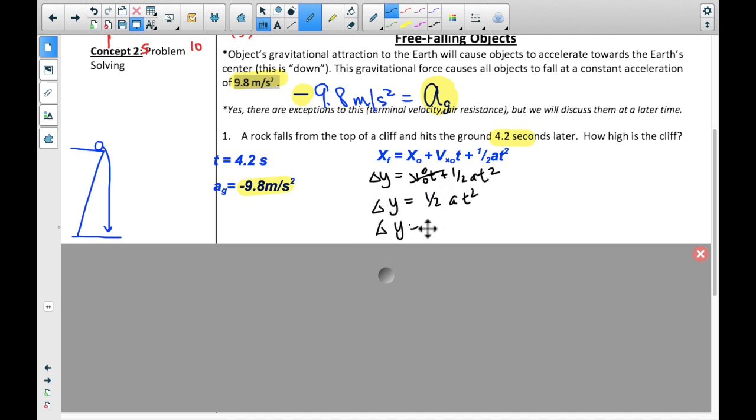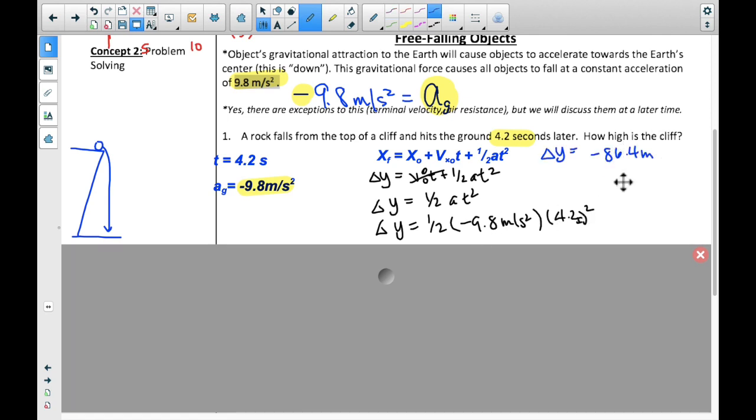And my a is my acceleration due to gravity, 9.8 meters per second squared. And my time is 4.2 seconds, and I do need to square that, seconds squared, and I do need to square the number as well. So take a second with your calculator, do this calculation, and see what you come up with.